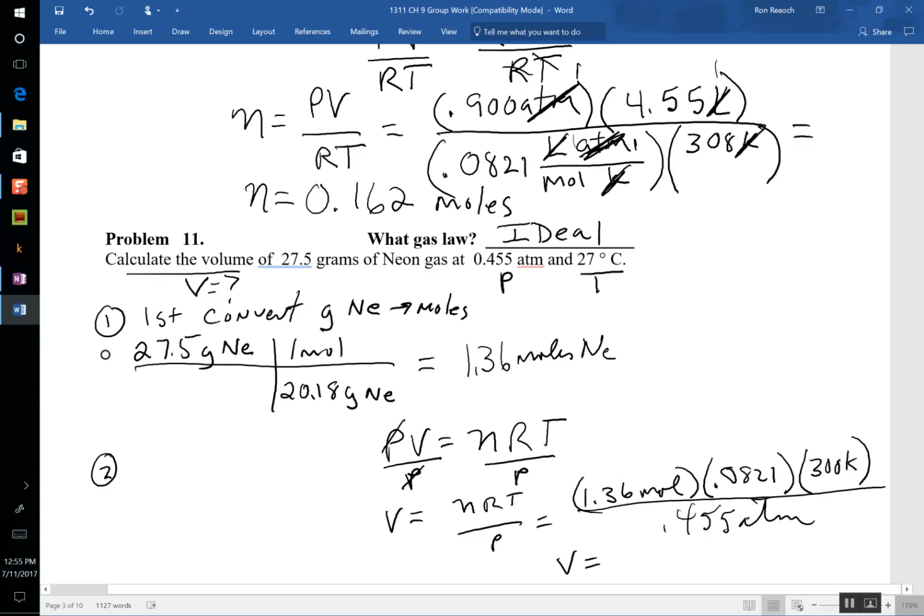Something like 33.5. And what are the units? We didn't do the dimensional analysis, but volume is going to be in what? You got what? 73.6. What did I do? Did I do something wrong here? 1.36 times. Oh, okay.